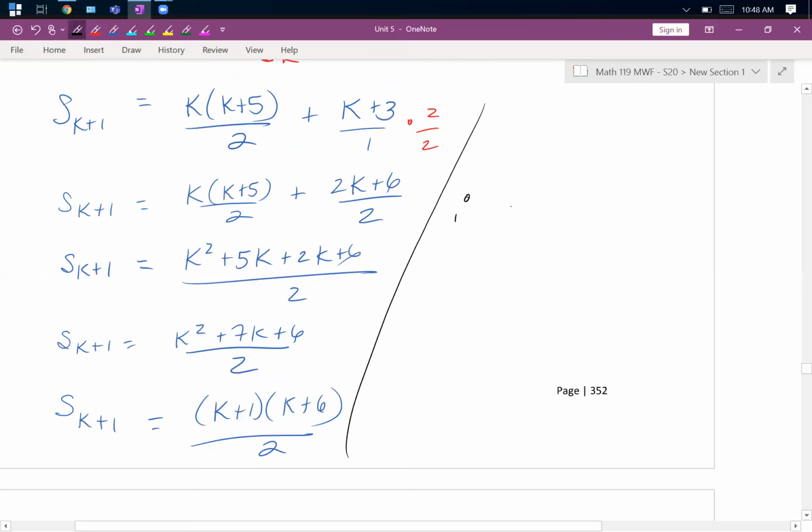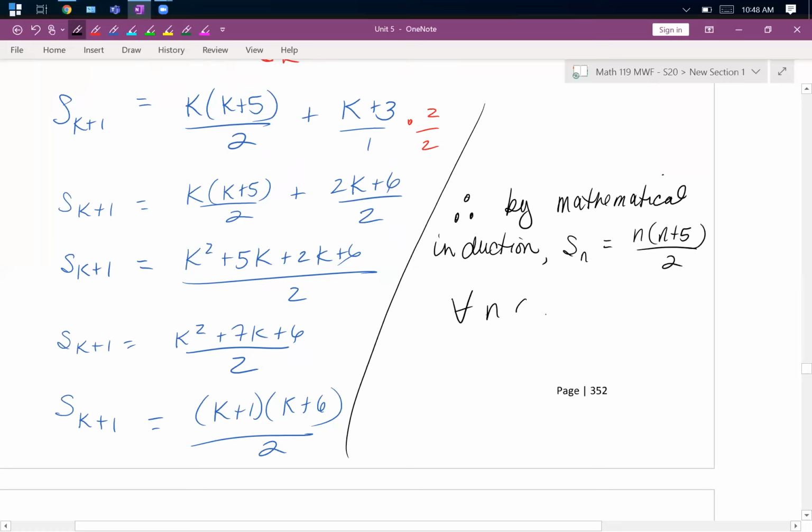Therefore, by mathematical induction, S sub n is equal to n times n plus 5 all over 2 for all integers n.